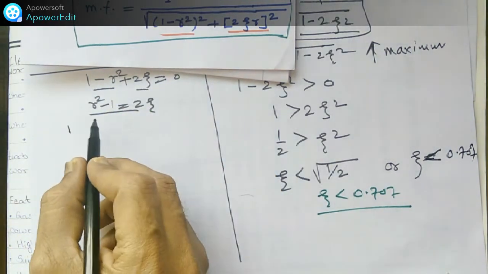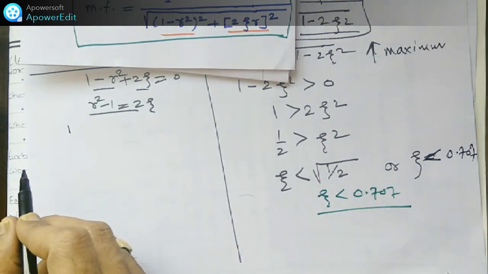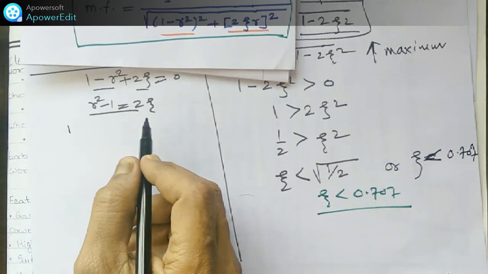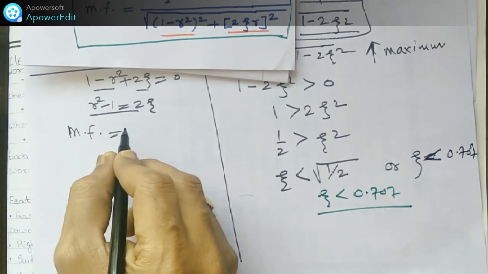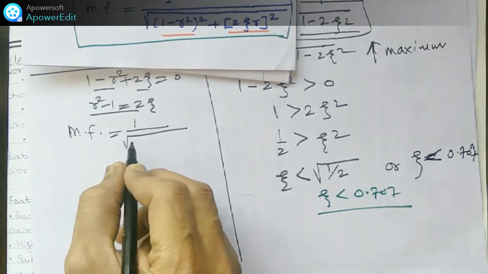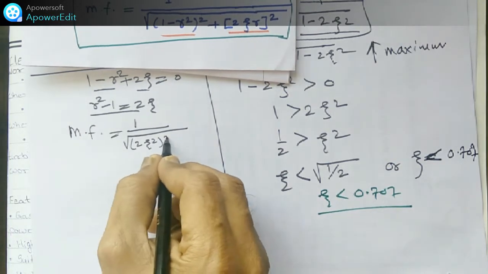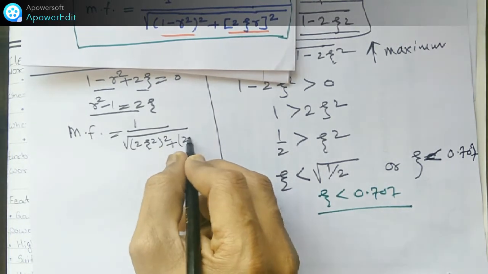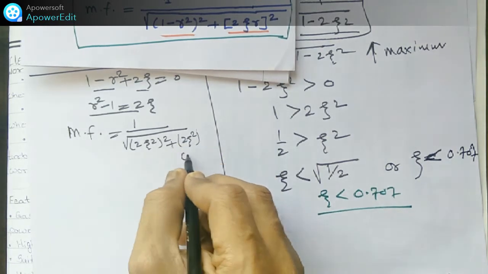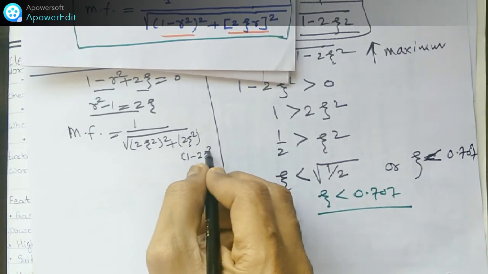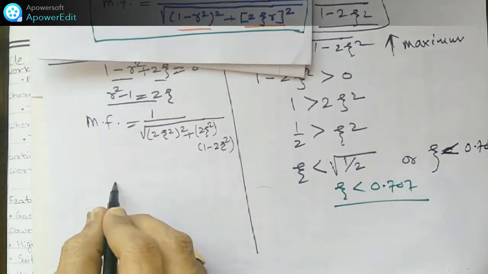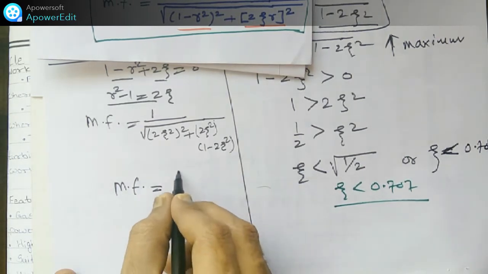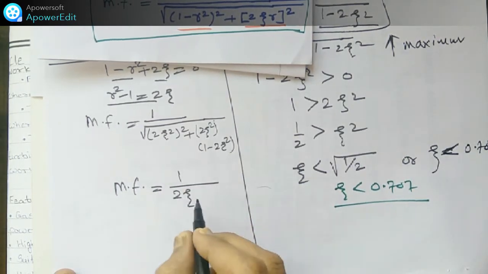Okay. So, friend, what will happen here? This 2 zeta, written here for the MF, is equal to 1 upon twice zeta square bracket square plus twice zeta square, 1 minus twice zeta square. In terms of this zeta, we have just converted. So the final equation for this one, after solving this, we get 1 upon twice zeta into square root of 1 minus zeta square.